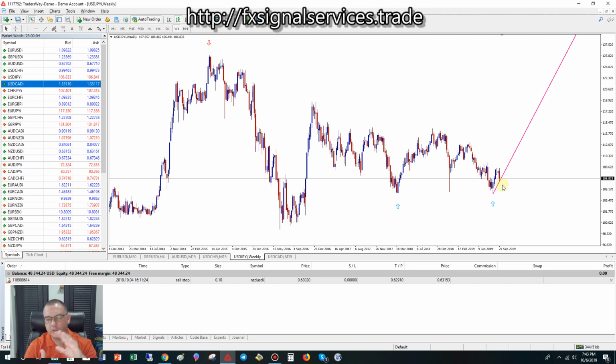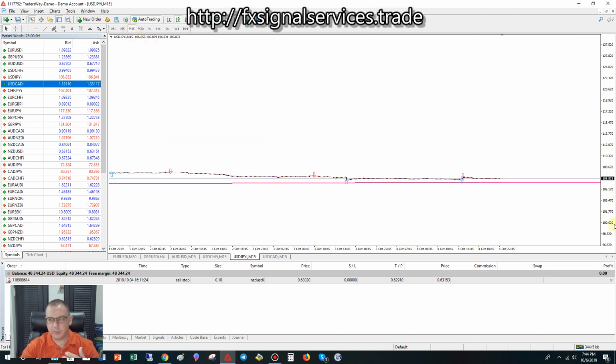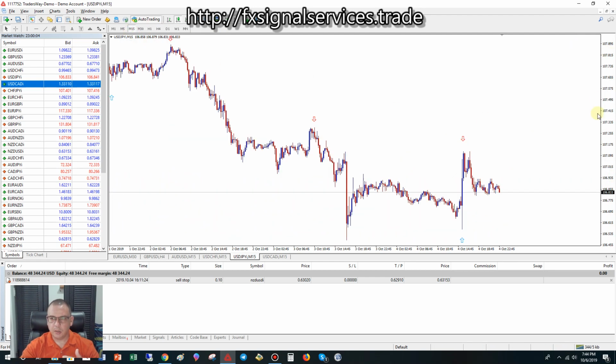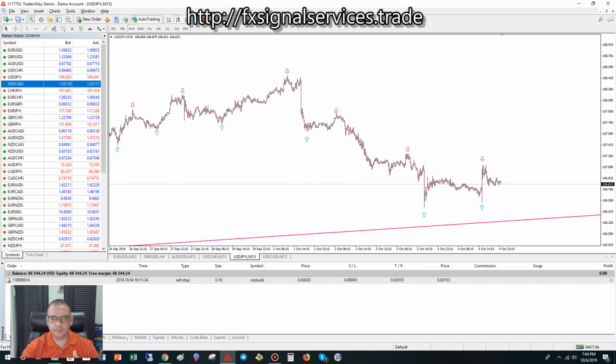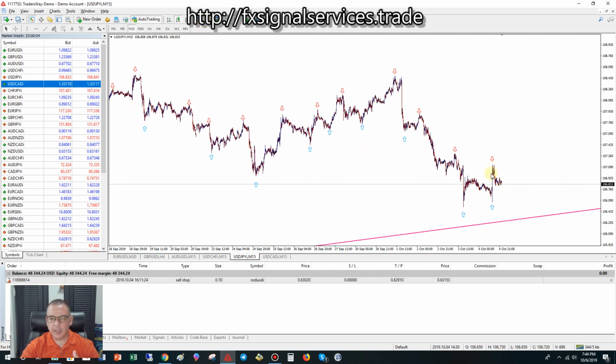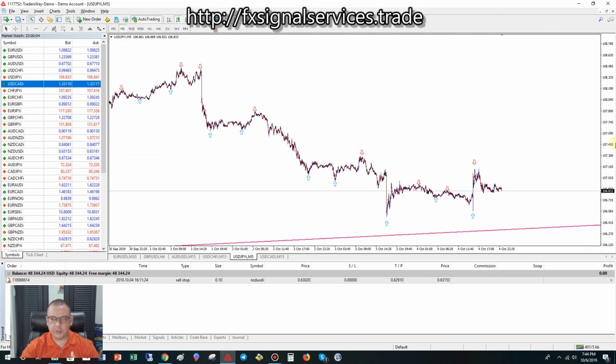So if the US dollar Swiss franc is going to be dropping, and I told you to look for sell opportunities only for this particular pair, US dollar Japanese yen, you need to be looking for buy opportunities only. Okay, so if we go back down to a 15-minute chart, watch this. We have this line I drew, and we have an up arrow here and a down arrow here. It's going to drop again, but wait until you have a buy opportunity only.